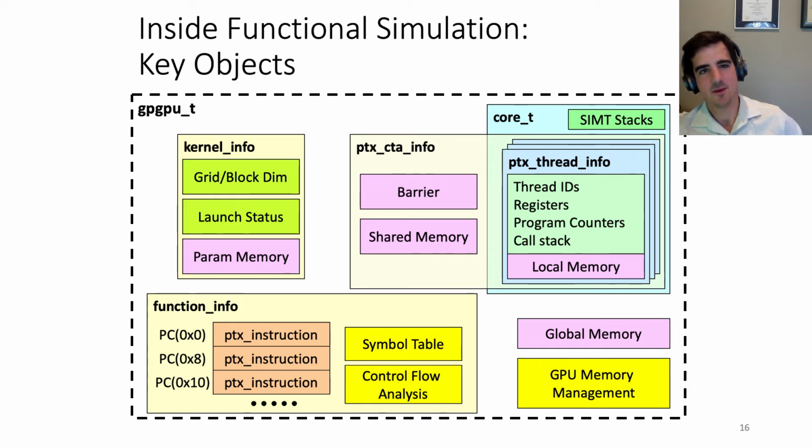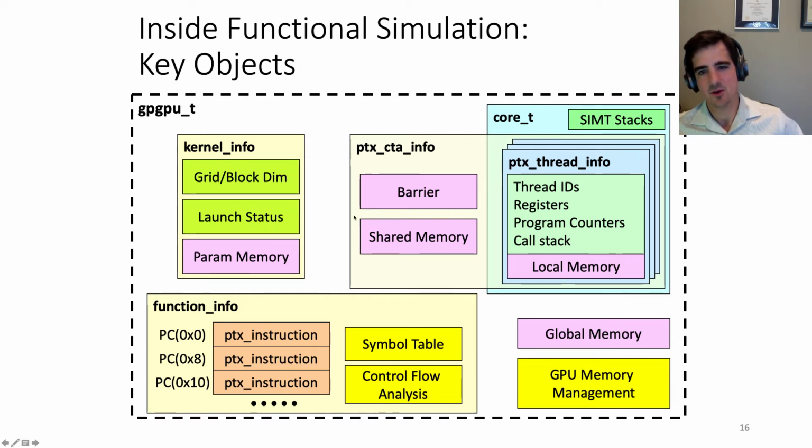So if you look inside the functional simulator, these are the key software objects that live inside the functional sim. All of these names correspond to structures or classes that live inside the GPGPU-Sim functional simulator. So kernel info basically holds all of the stuff that you need to know about the kernel itself that was launched. So its dimensions, whether or not it's finished or waiting or what have you. All the stuff that lives in the parameter memory is also contained within this object. Okay, so any parameters you pass to the kernel, for example, all live inside of this logical object.